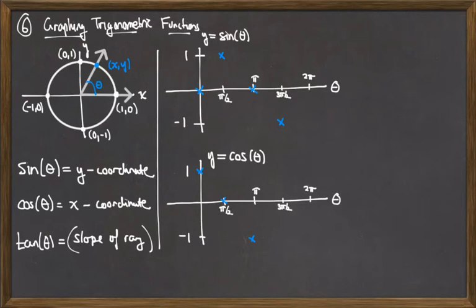Plot 0 for that value. Then finally we'll come all the way around the circle 360 degrees, or 2 pi, and we're going to wind back where we started. The y value of this point is 0, so I'll plot 0 here. And the x-coordinate of the point is 1. That means I'm going to go up high to 1.